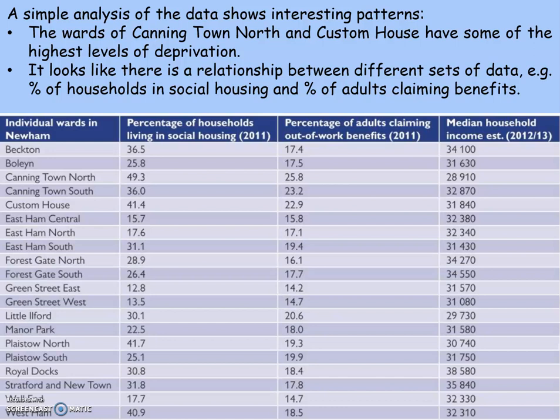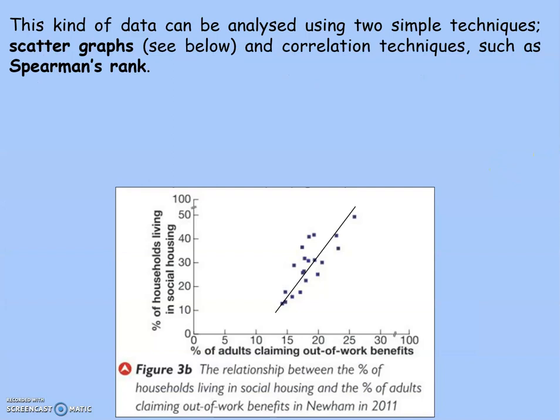If you spend some time looking at it, you can actually see that the wards of Canning Town North and Custom House have had some of the highest levels of deprivation. But also you can look at the link between these different sets of data. So you can look at, for example, the percentage of households in social housing and adults claiming benefits, and you can try to link those together. And if you do that, you can do different things. For example, you can use scatter graphs, as you can see in the figure below, as well as correlation techniques such as Spearman's rank.